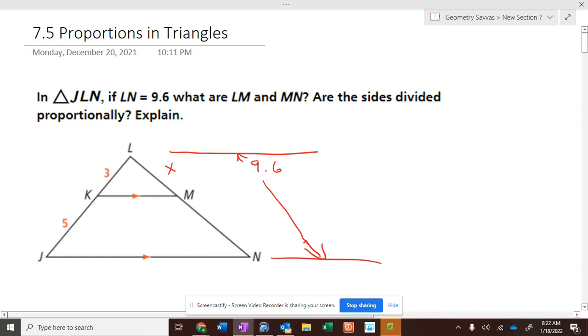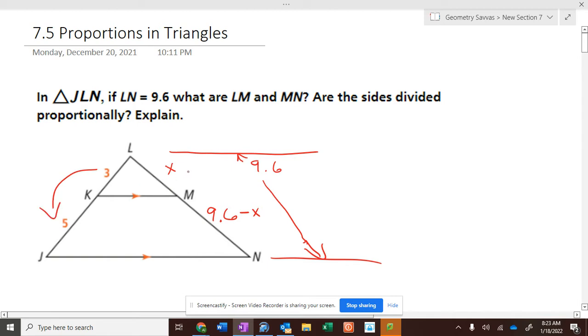Well, if the whole thing was 10 and this was 4, what would this be? 6. How'd you get that? By using subtraction, yeah, right? You took 10 minus 4 equals 6. Well, if this is 9.6 and this is x, what's this? 9.6 minus x. So now we set up a proportion.